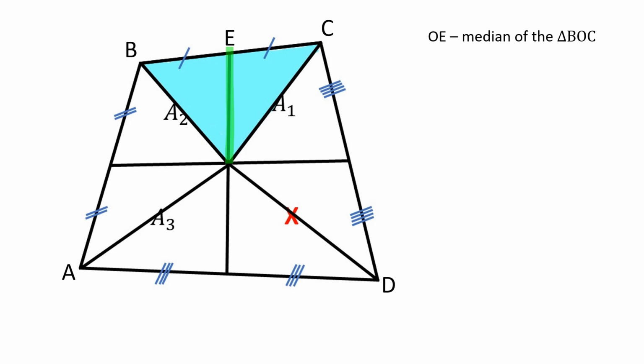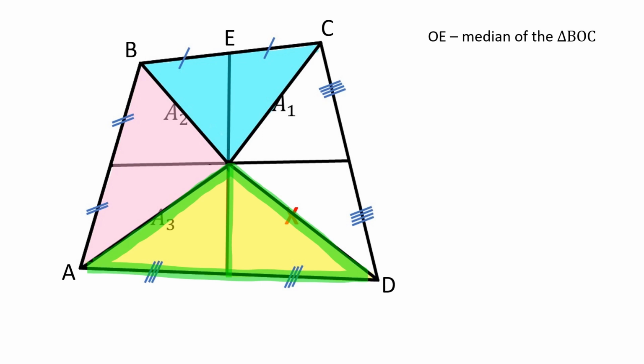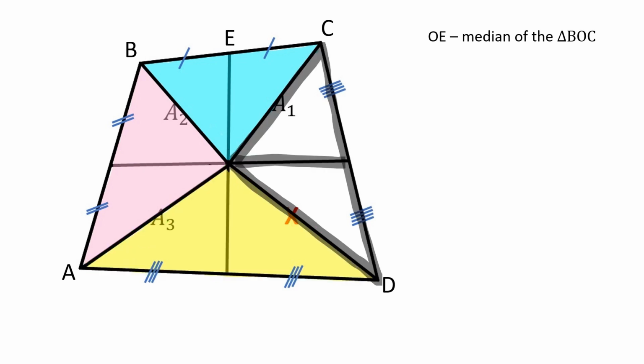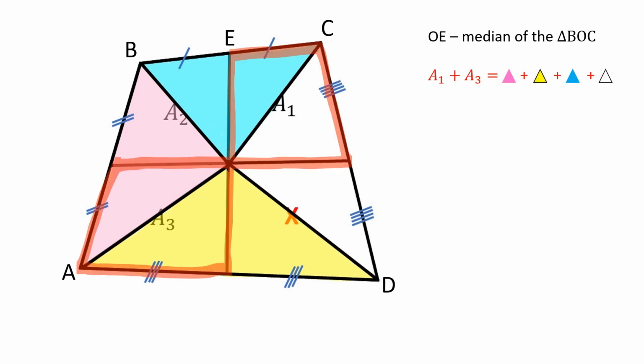By the same principle, two pink triangles have equal areas, two yellow triangles have equal areas, and two white triangles also have equal areas. The sum of A1 and A3 is equal to the sum of one pink triangle, one yellow triangle, one blue triangle, and one white triangle.